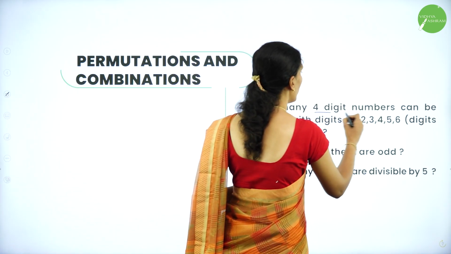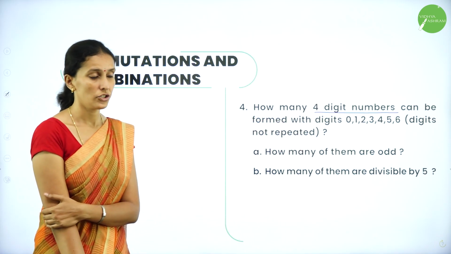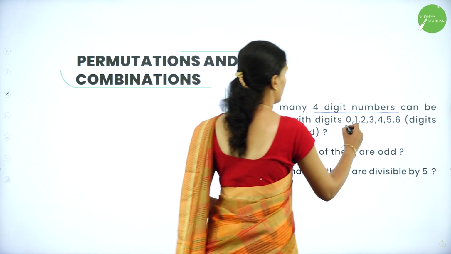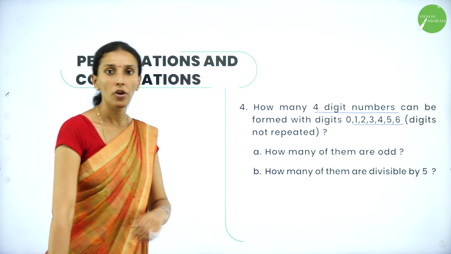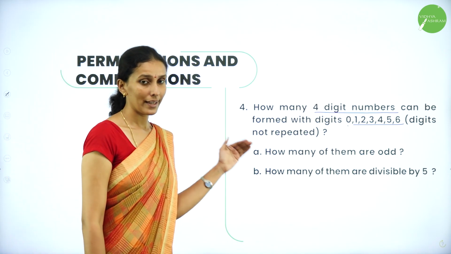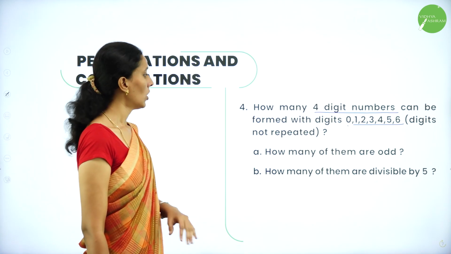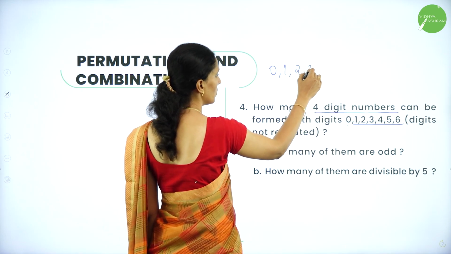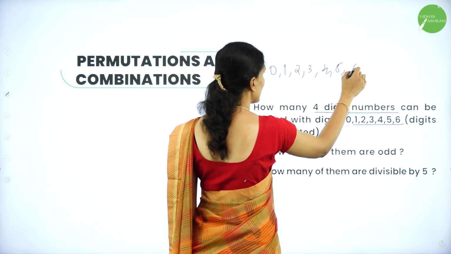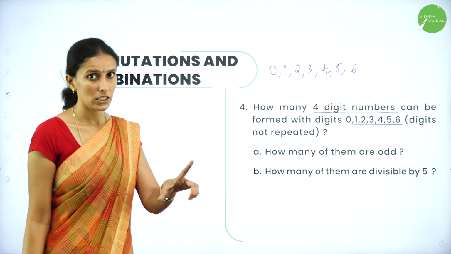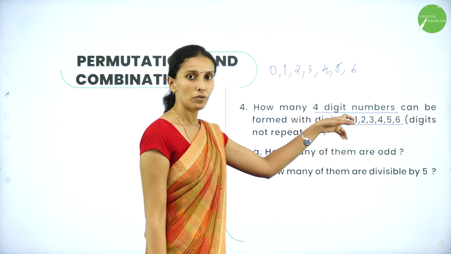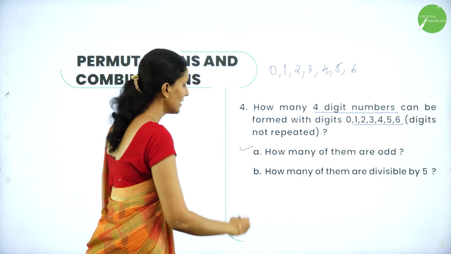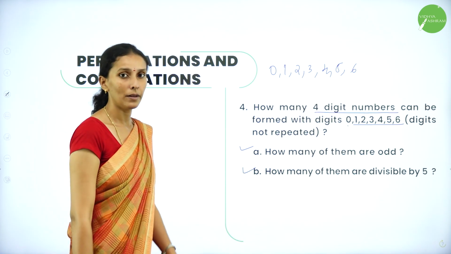How many 4-digit numbers can be formed with digits 0, 1, 2, 3, 4, 5, 6? Remember the condition, digits are not repeated. So here I am taking all the examples where digits are not repeated. Okay, so what are the numbers we have here? We have the numbers 0, 1, 2, 3, 4, 5, 6. That is totally 7 digits from 0 to 6. Remember what we have to form? We have to form a 4-digit number. So first question is how many of them are odd? Second question is how many of them are divisible by 5?